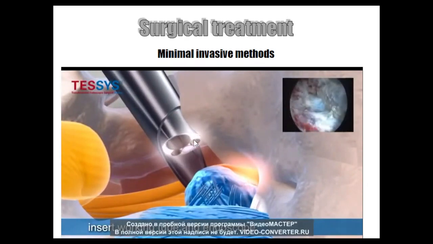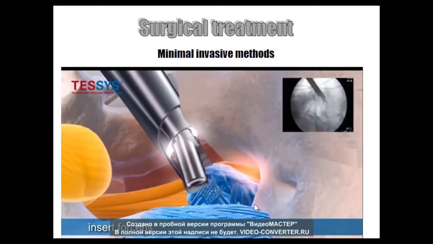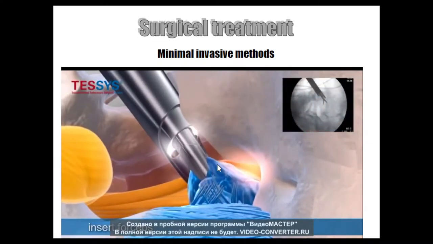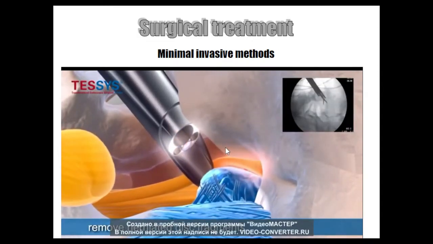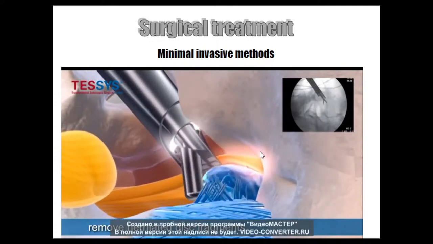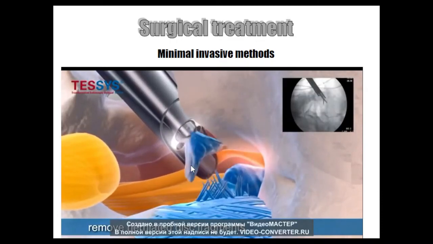Oh, perfect. Take a look. Light source, irrigation, working canal. The biggest hole is the working canal. Through that working canal, you put the necessary instrument inside. That is the instrument, and you just cut the hernia piece by piece. The size of the fragments is usually very small, a few millimeters, step by step. So you just take out the hernia.